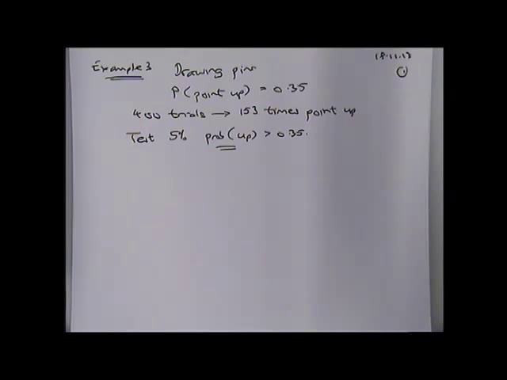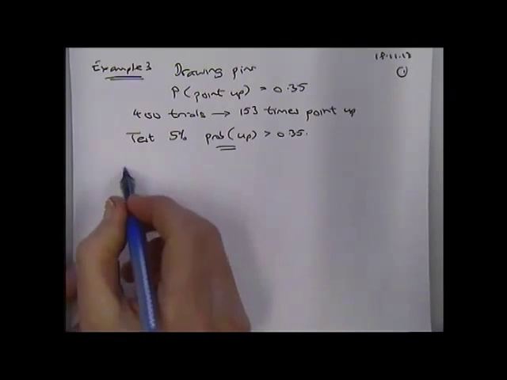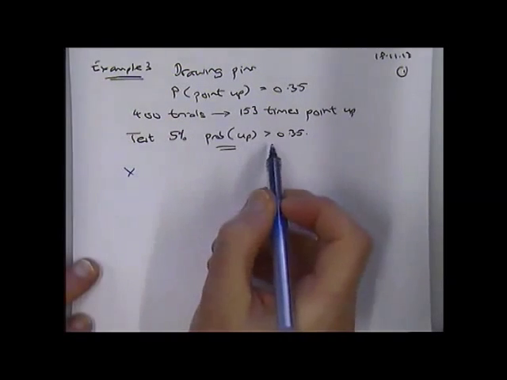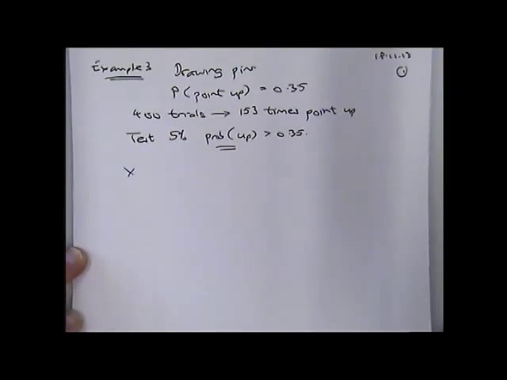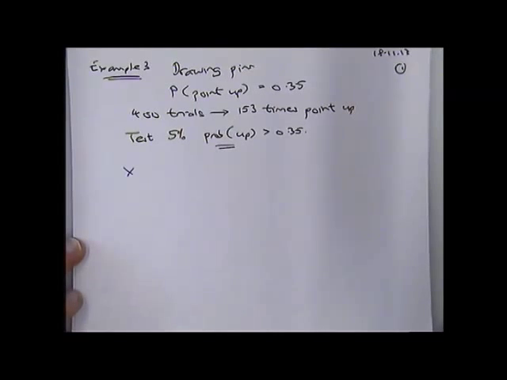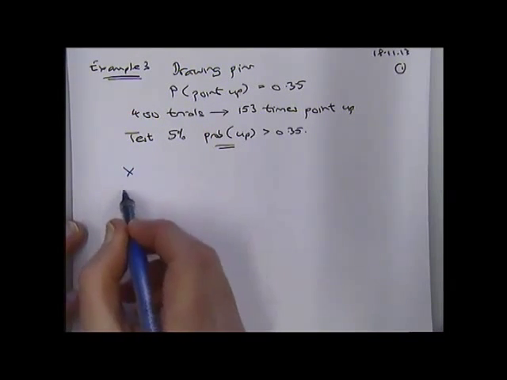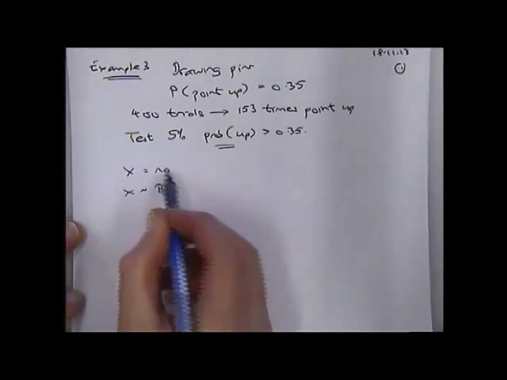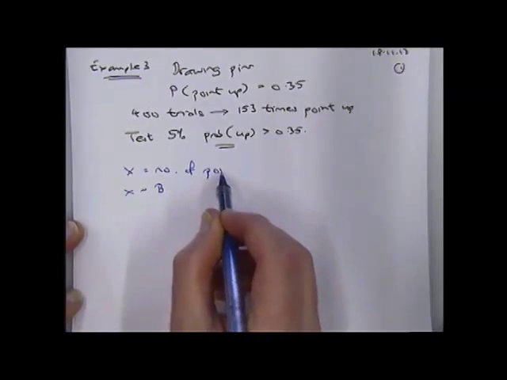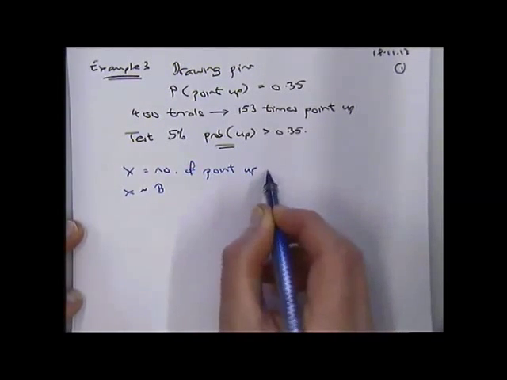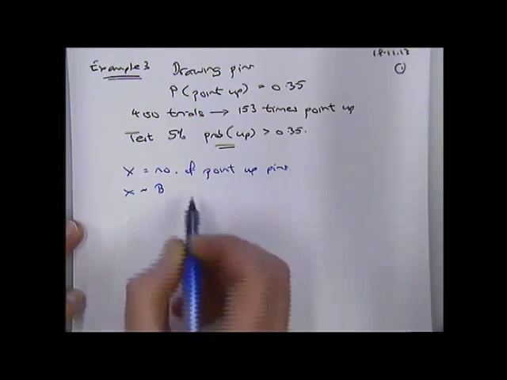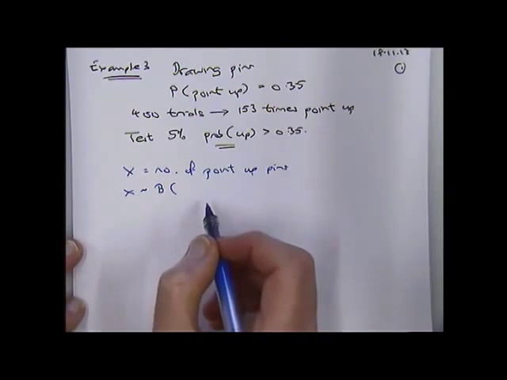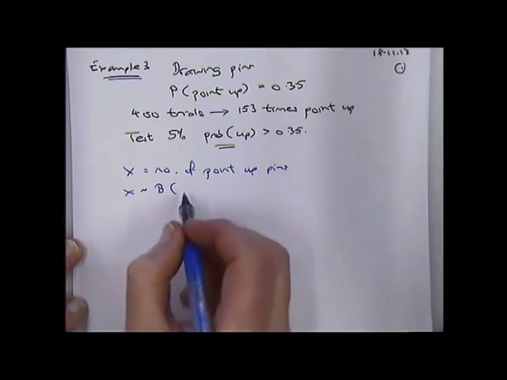So, first of all, what distribution are we dealing with? It's greater. Okay, what distribution is this reminding you of? Binomial. Okay, so X is going to follow the binomial distribution, where X will be the number of point-up pins. So X here will be binomial. What will my two parameters be?